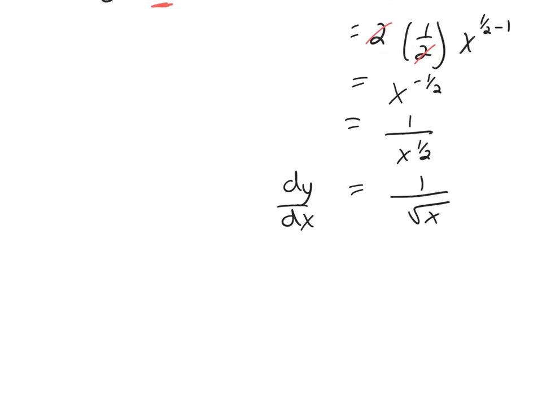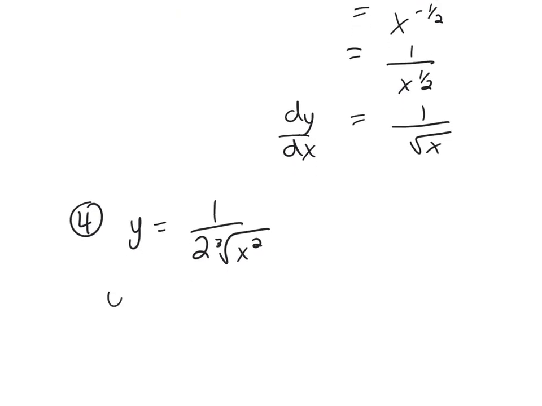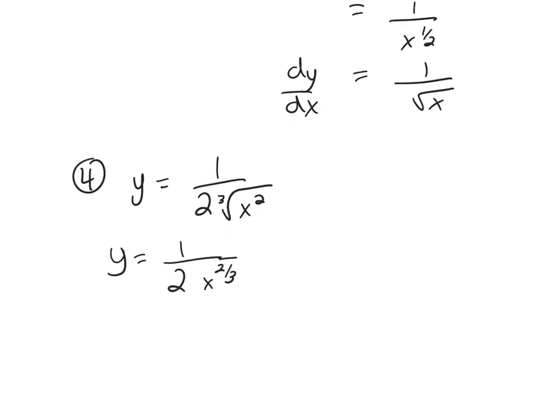All right, let's look at one more. Number 4. y equals 1 over 2 the cube root of x squared. So again, we're going to rewrite our function. 1 over 2, this would be x to the 2/3. Well, my x is in the denominator. I'd really like for it to be in the numerator. So I'm going to write it as 1/2 x to the negative 2/3.